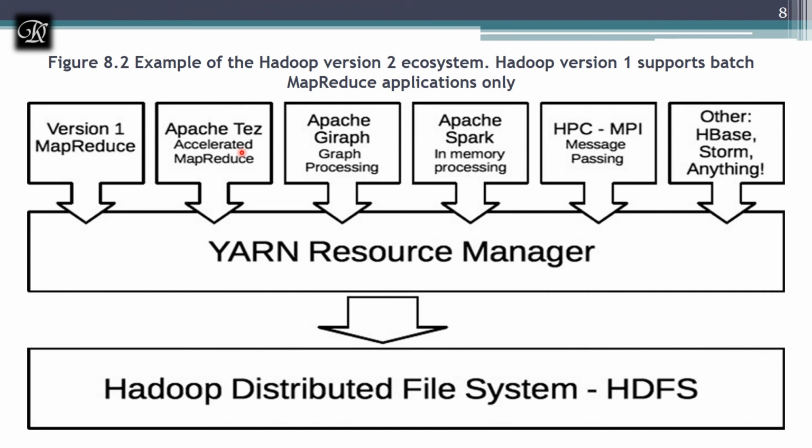This is a replacement when we are running Apache Hive and Apache Pig jobs for the MapReduce. It's going to be a replacement of the MapReduce only when we are running Hive and Pig jobs. Next, we are having something called Giraph. This is the one which works on the graph data set.